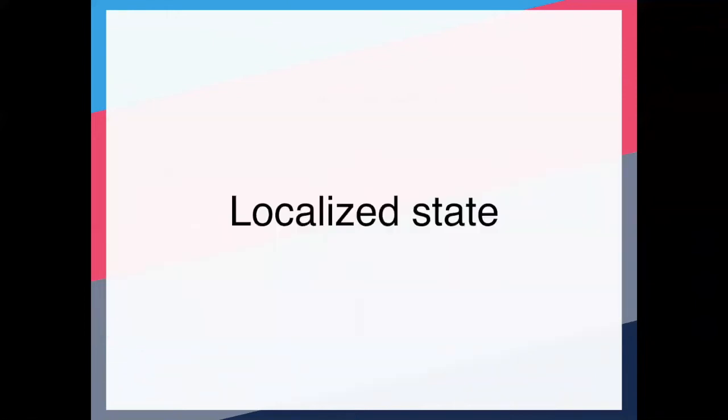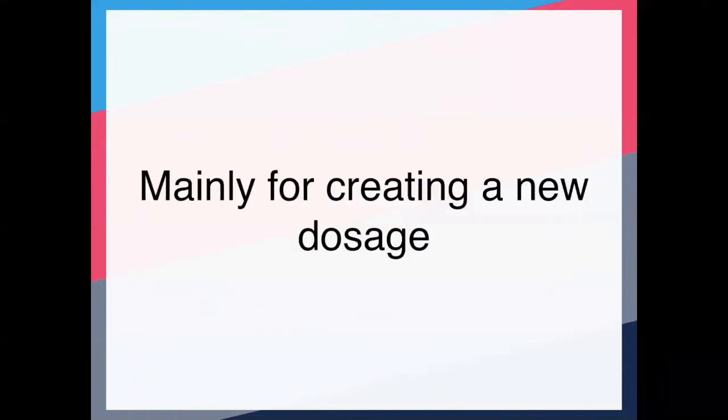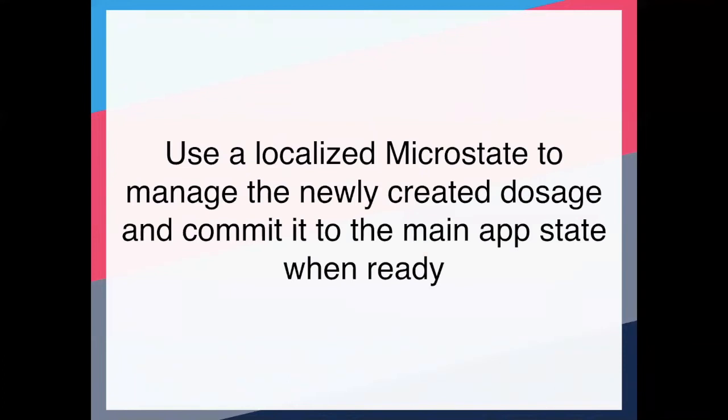The other example I have is localized state. And this one, I really like this pattern. I'm not sure if anybody else uses it like this, but I'm mainly using this for creating a new dosage. It could be thought of like a form object, I guess. I created some of those back in the Rails days. But basically, I'm having this microstate model that manages and contains all of my form state. So I use it just to create those newly created dosages locally, before I want to commit it to the entire app state.